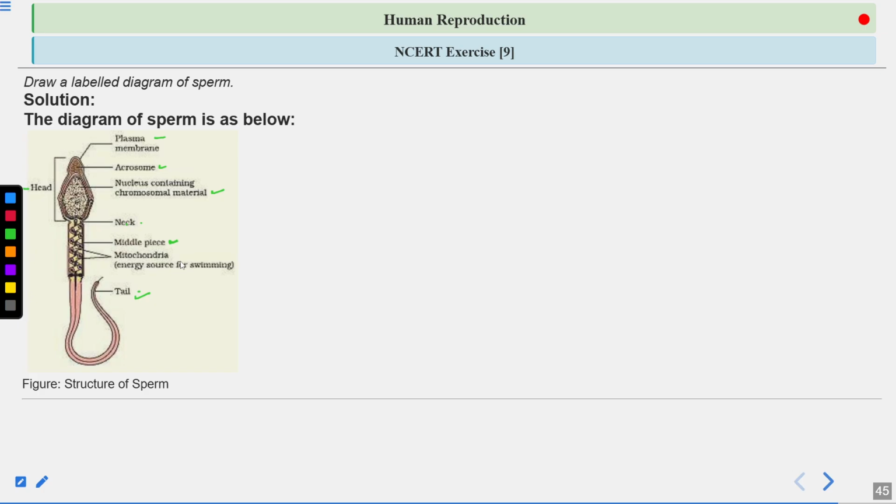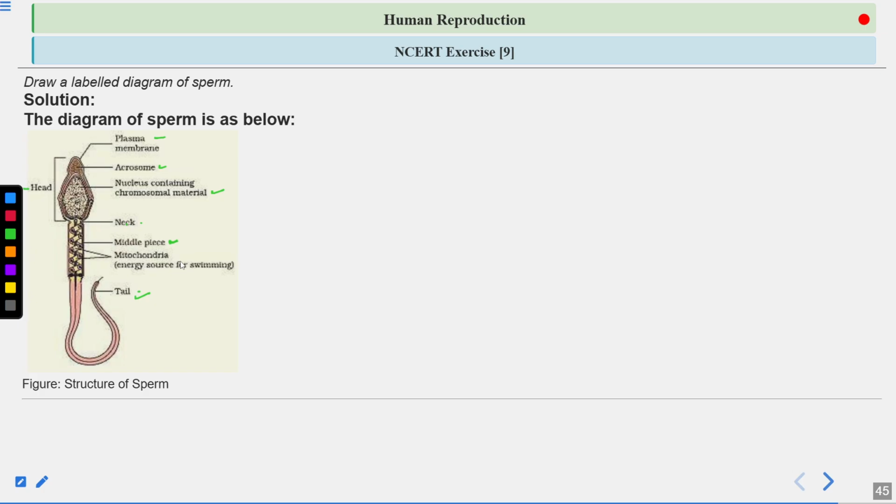And if the egg is already present there, then the fertilization will occur, or the fusion of the male and the female gamete will occur. And only one sperm is able to fertilize a single egg.